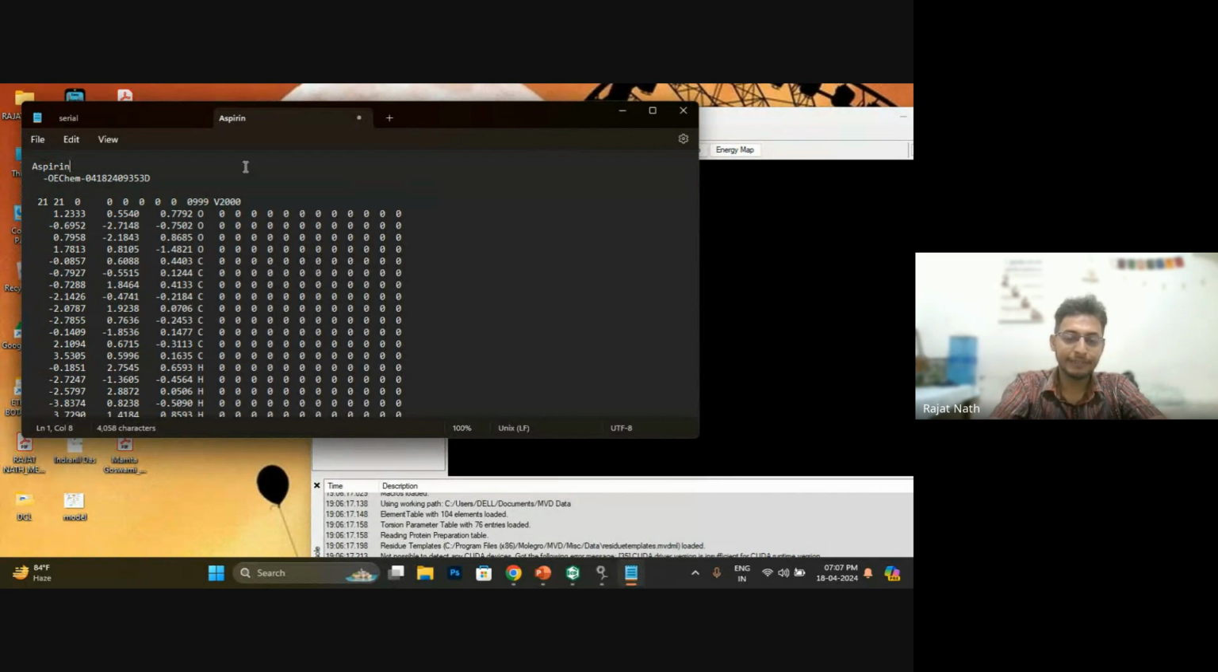If one compound name is gallic acid, in that case, what do we do? Gallic and then one space. But you can't give a space in this format. What you can do is give an underscore if there is a space in your compound name. If it is a one word compound, then there is no problem. I am writing this name as aspirin and click Control S. Just click Control S and close it.